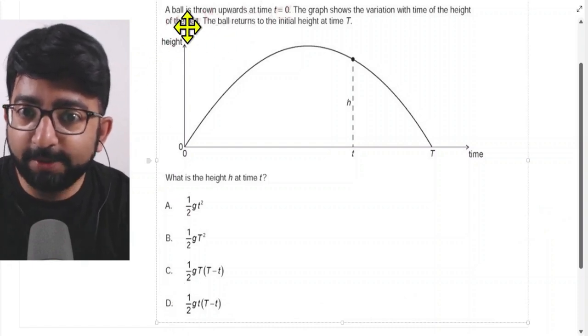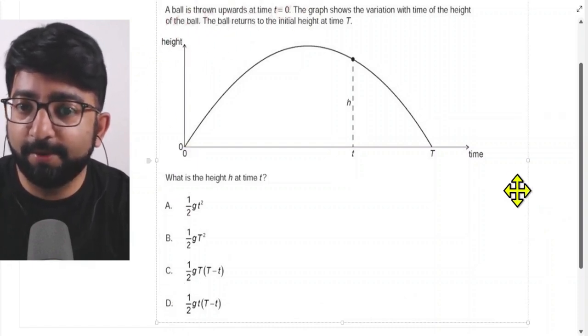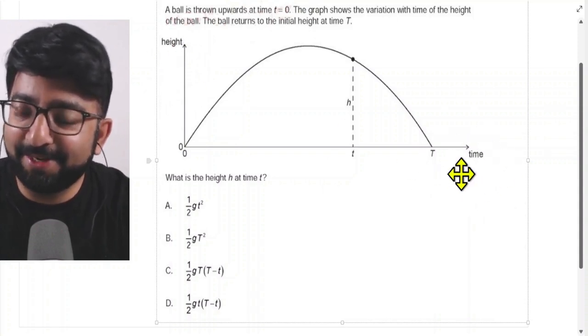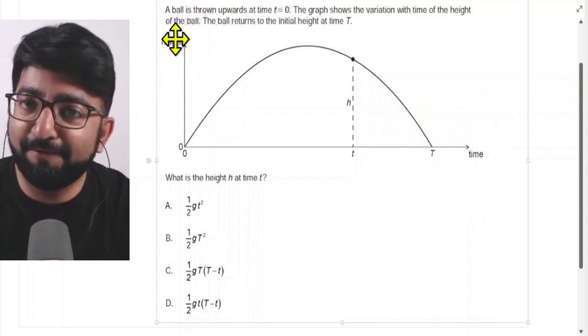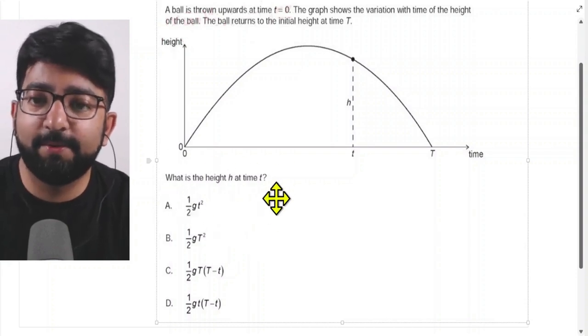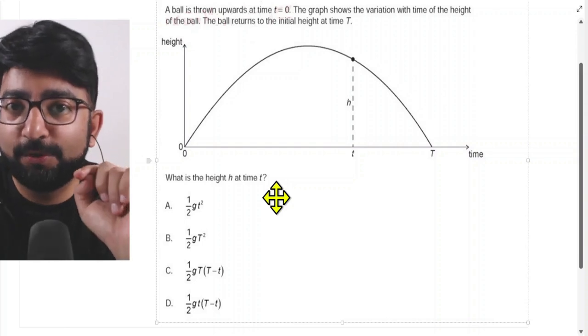So here we have a ball which is thrown upwards and the graph is between the height traveled by the ball and the time. So the x-axis is time and the y-axis is the height covered by the ball. And we need to find the height at a particular time t. So now there are two ways of solving this question.